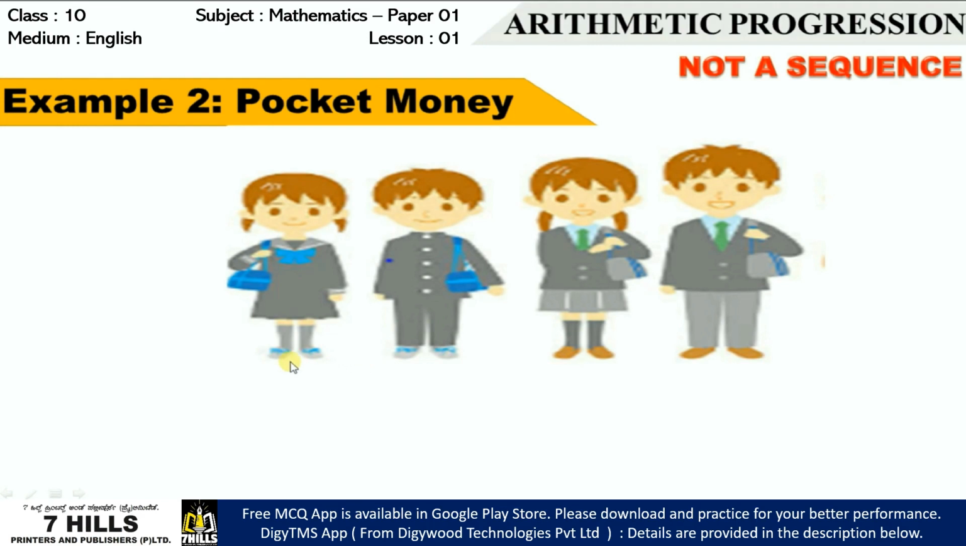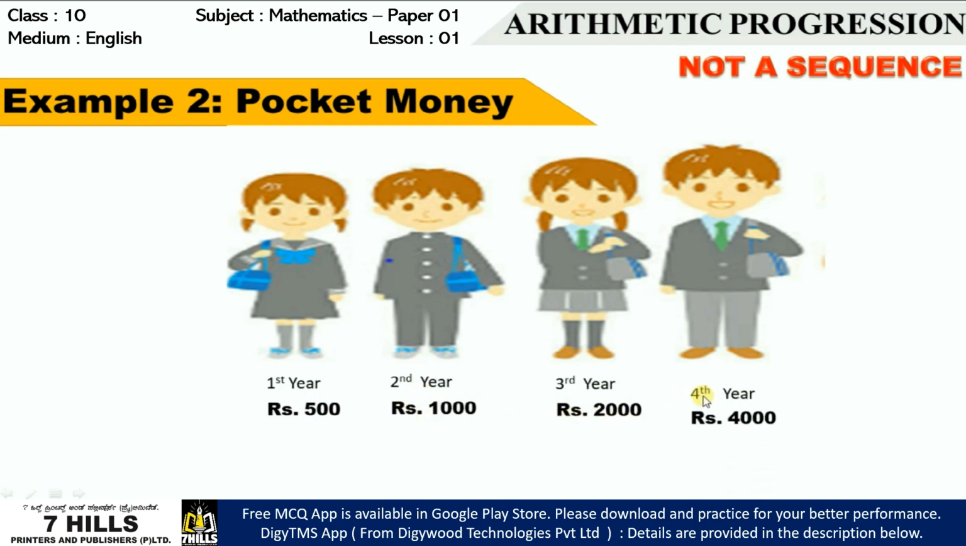What do you see? A girl. First year, she gets pocket money of rupees 500. Second year, she gets pocket money of rupees 1000. This is the double amount of pocket money she was getting during the previous year. Third year, she gets pocket money of rupees 2000. This is the double of 1000. Fourth year, she gets the pocket money of rupees 4000. This is the double of 2000. Means pocket money of the girl is getting double every year.